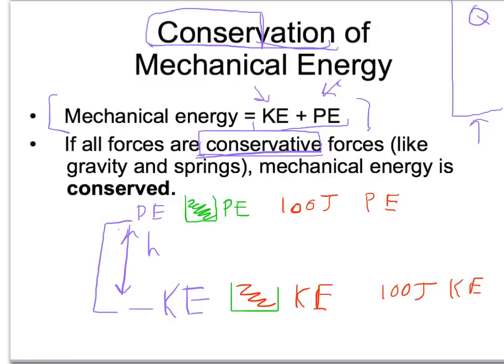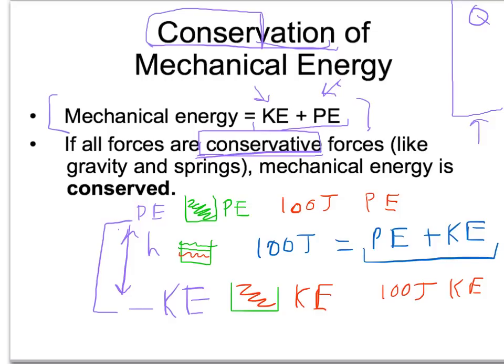Same thing halfway. Halfway through the problem, we would have part of our bucket filled with potential energy and part of our bucket filled with kinetic energy, but our total mechanical energy would still be 100 joules, PE plus KE. And again, this right here, PE plus KE, is total mechanical energy. All right, those are the concepts you need to know moving forward.